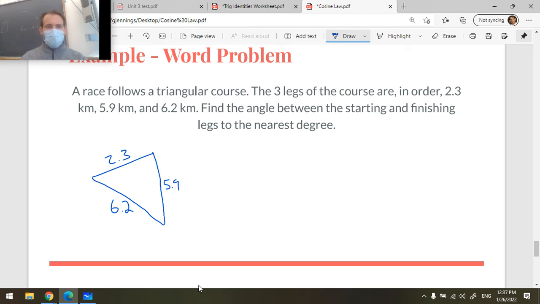So this is the starting, and this is the finishing leg. We want to know angle theta over here. Okay, start and finish. So find it, everybody. Draw your diagrams, and then do it.